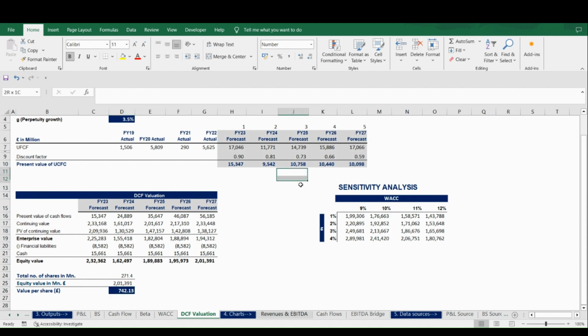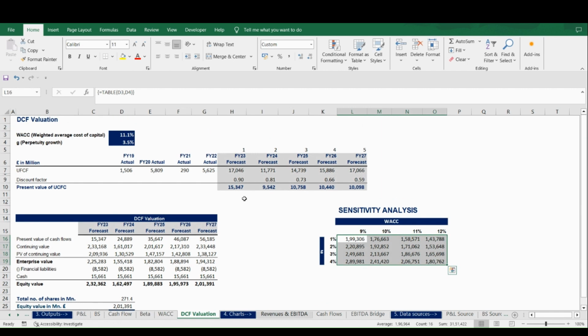Here we have done a sensitivity analysis for the company, that is, what will be the enterprise value of the company if the WACC and perpetuity growth rate change. So herein we can see the sensitivity analysis.